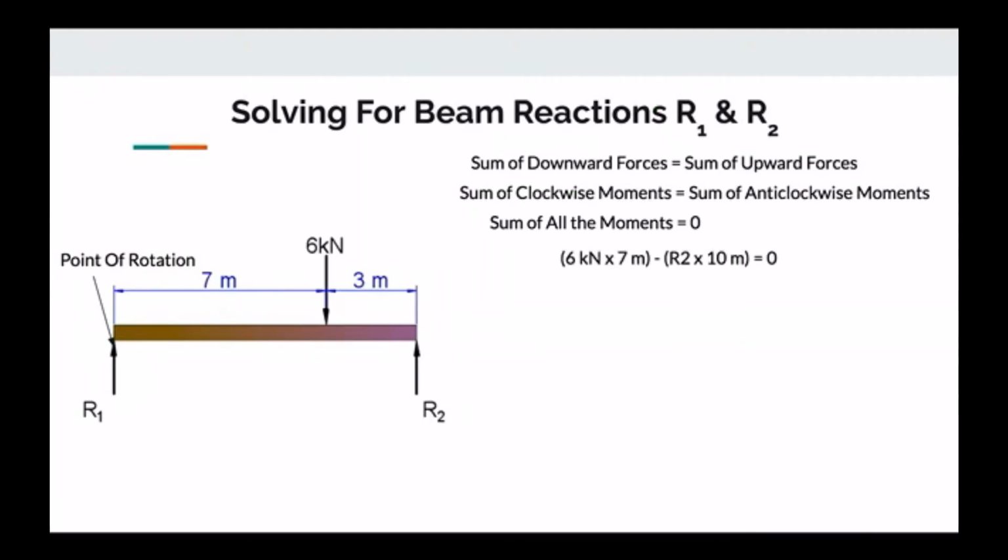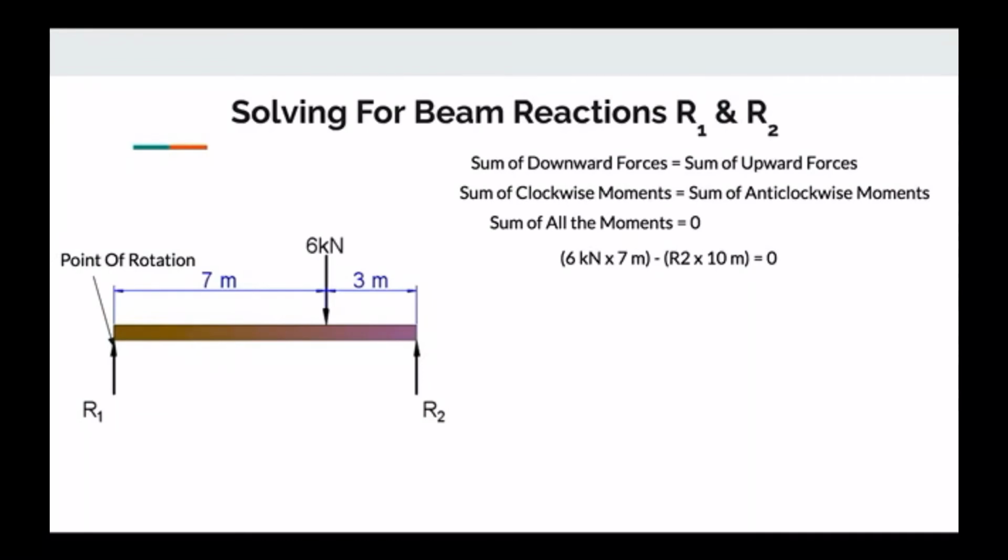So we are using the third rule, third formula. The sum of all the moments must be 0. And we are going to use the sign conventions to determine how the formula should be written. Now, the first moment that we're taking into consideration, we're not taking R1 into consideration, because you already know that that is 0. So the first one is 6 kilonewtons times 7 meters.